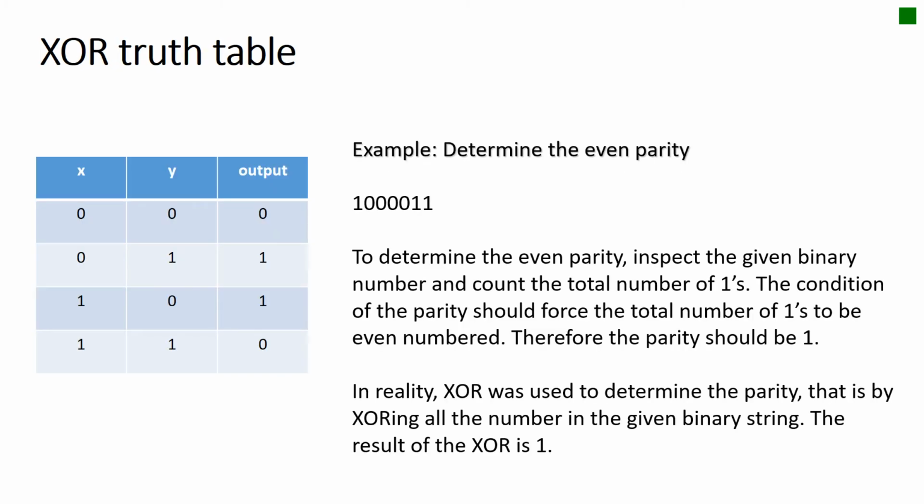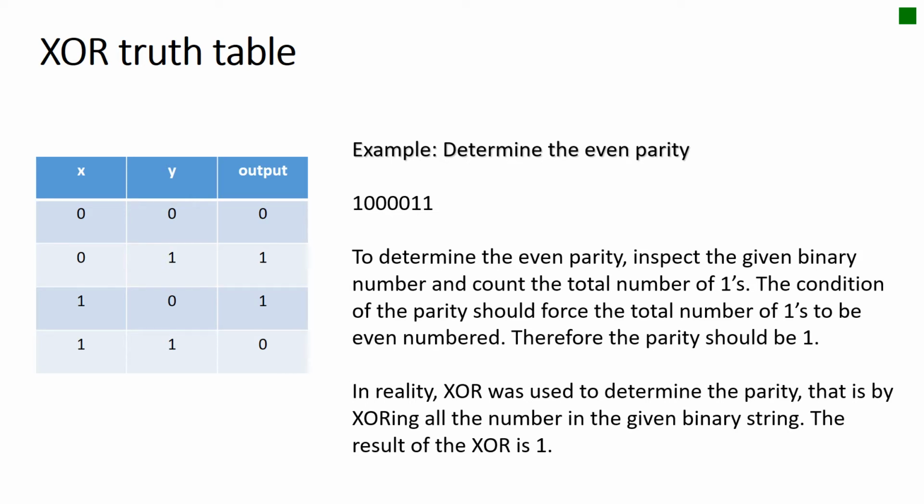This is the review of your XOR truth table. In an XOR, inputs are 2 bits and then you have a 1 bit output. Input is termed as X and Y, and then the output is on the last column. So 0 XOR with 0, the result is 0. 0 XOR with 1 is 1. 1 XOR with 0 is 1. 1 XOR with 1 is 0.